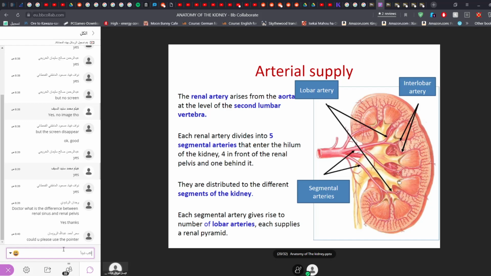We can call it a lobe of the kidney. Can you see? This cortex and the pyramid along this portion is called one lobe of the kidney, another lobe of the kidney, another lobe of the kidney. So this artery which is going is called the lobar artery, which supplies the pyramid.